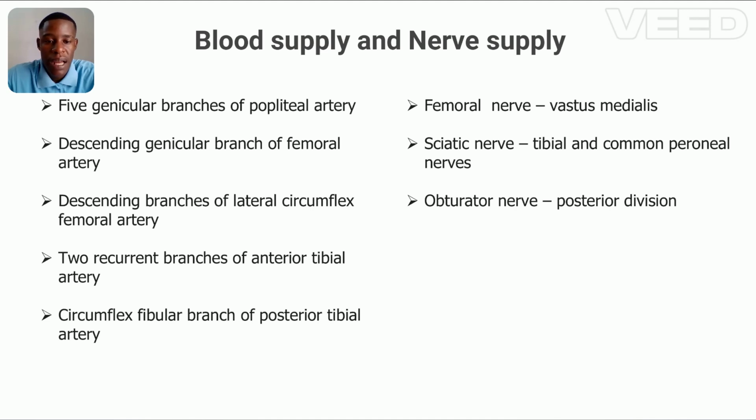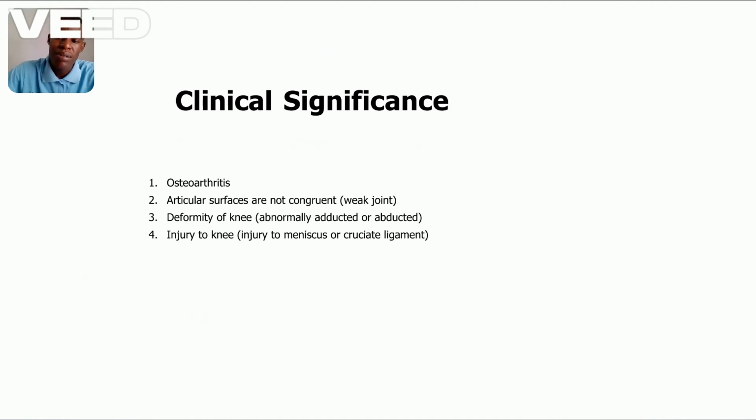Now, as for the nerve supply, we've got the femoral nerve. This comes across with the vastus medialis, and we've got the sciatic nerve, which also divides into tibial and common peroneal nerve. We've also got the obturator nerve. This is the nerve on the posterior division of the knee. So in front, we've got the femoral nerve, then medially, we've got the sciatic nerve, and posteriorly, we've got the obturator nerve.